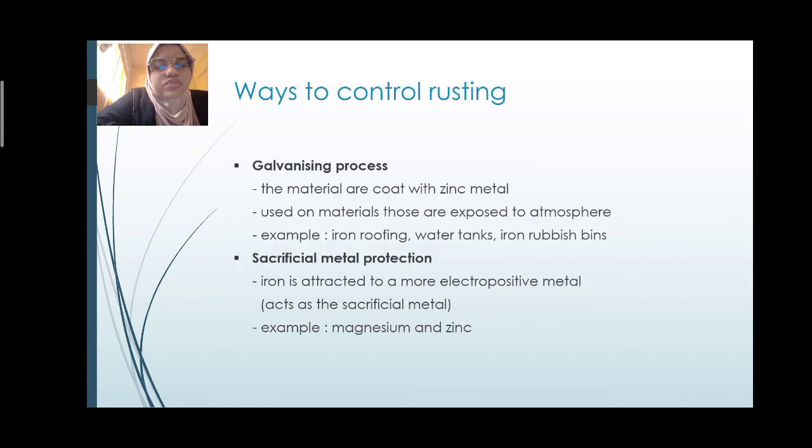So there are also ways to control rusting. First, galvanizing process. The material is coated with zinc metal, used for materials exposed to the atmosphere, for example iron roofing, water tanks, iron rubbing beach. Second, sacrificial metal protection. Iron is attached to a more electropositive metal that acts as the sacrificial metal, for example magnesium and zinc.